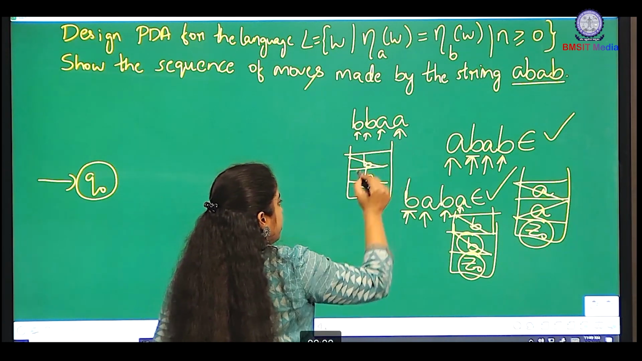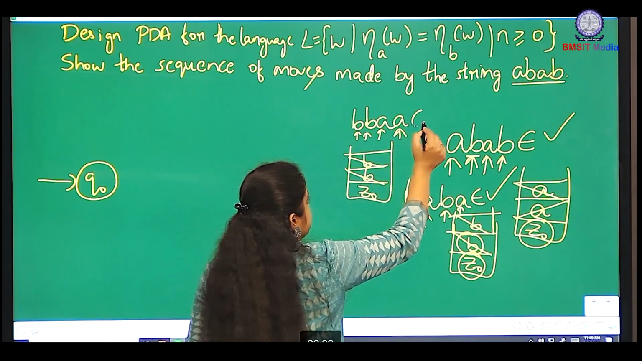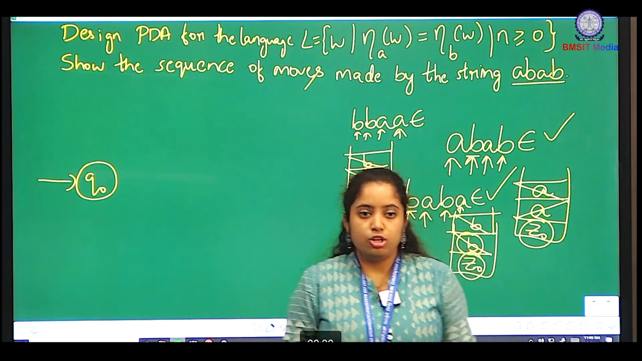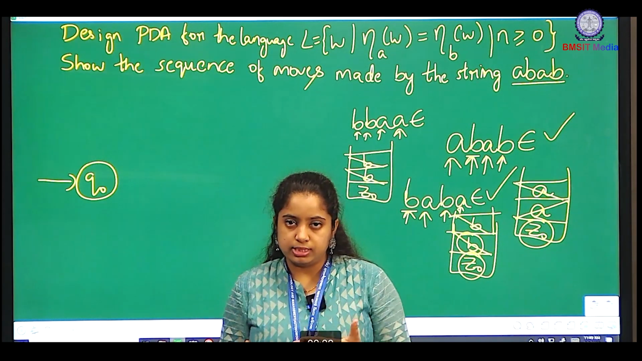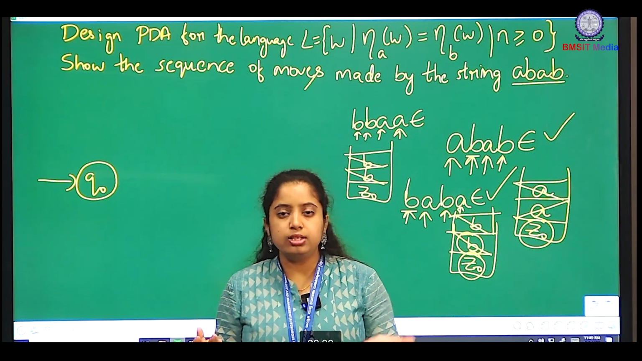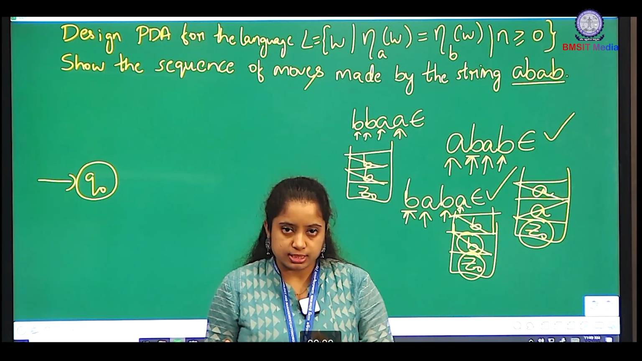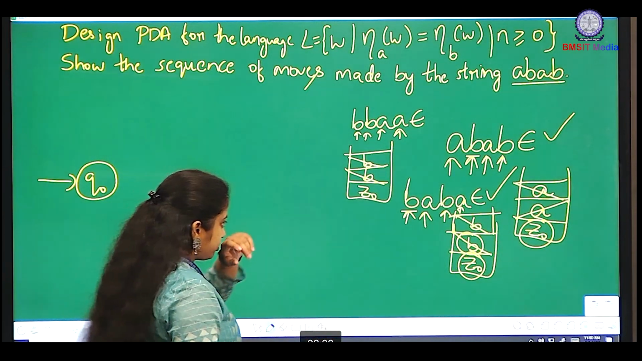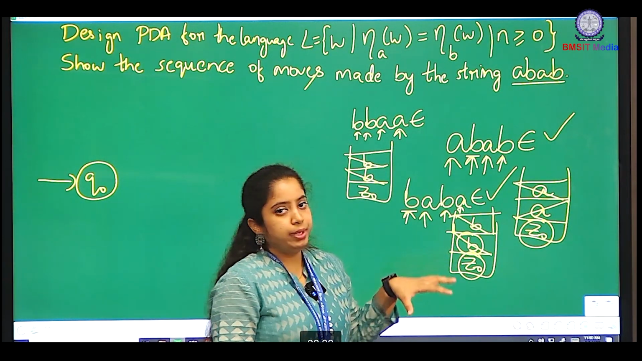Again, one more A, you will pop this, so you will reach the epsilon, and Z0 is the top stack element. So if the same elements are in the stack as well as the input symbol, then push it. If it is different symbols, then pop it. So that is how you have to design the PDA for this.